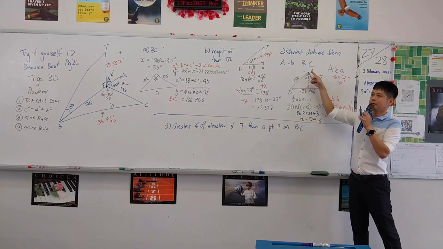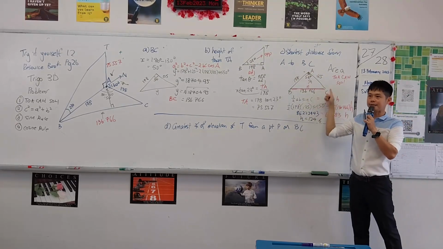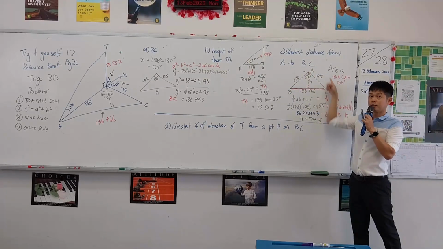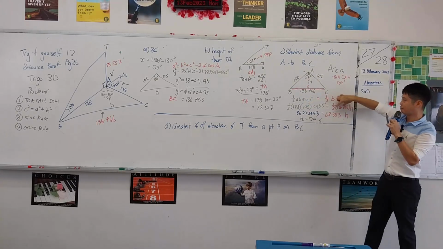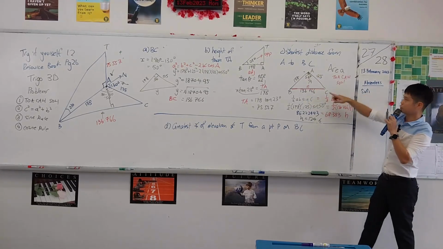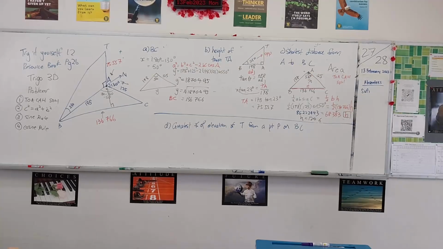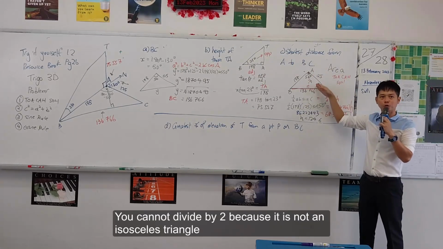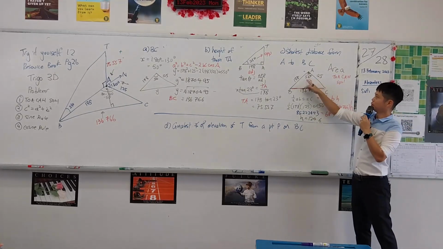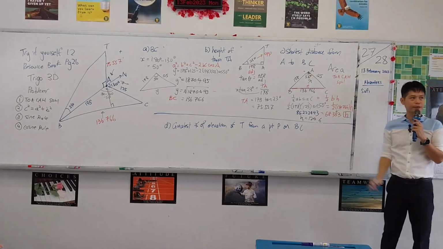Because this area and this area must be the same. So I use half AB sine C to find this area. Now, another way to find area is half times base times height. So half times base times the perpendicular height. Please do not divide this by 2. This is the best way. Don't divide by 2 and then assume this is 25. It's not. So just take note. Use the area formula.